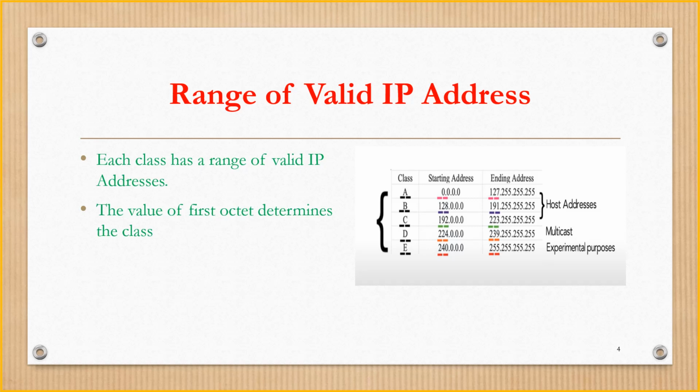IP addresses from the first three classes, class A, class B, and class C, can be used for host addresses. The other two are used for other purposes: class D is used for multicast and class E is used for experimental purposes.